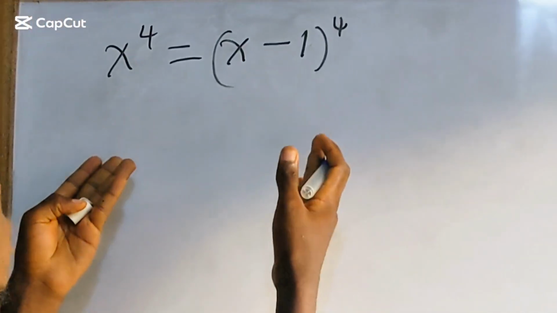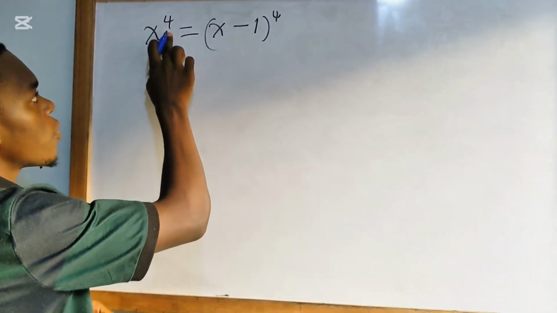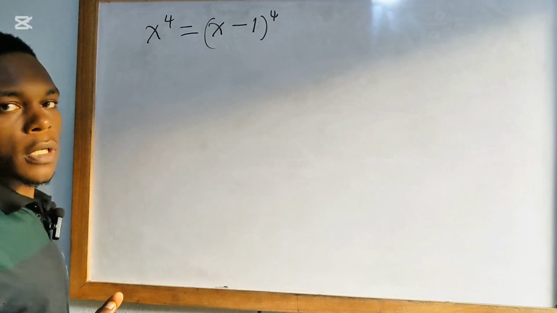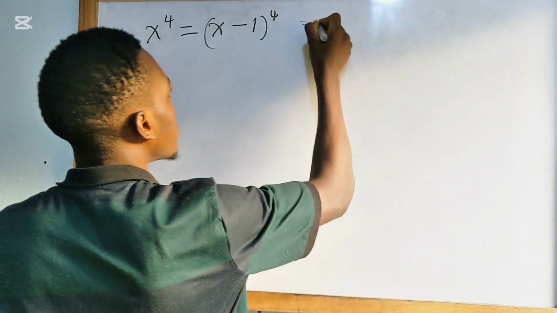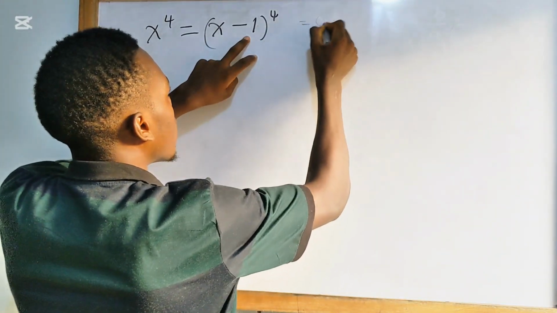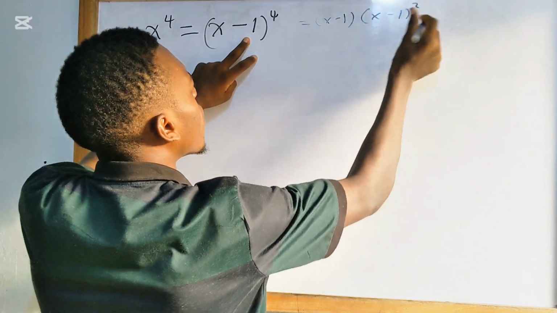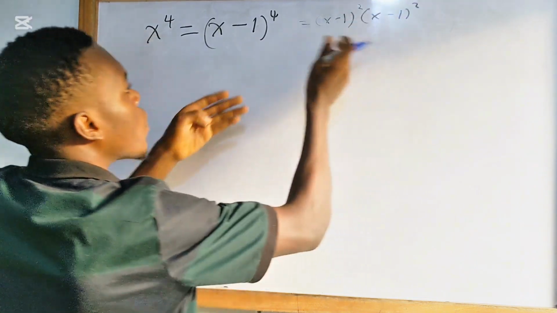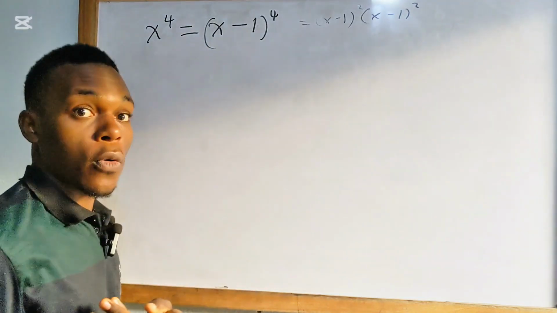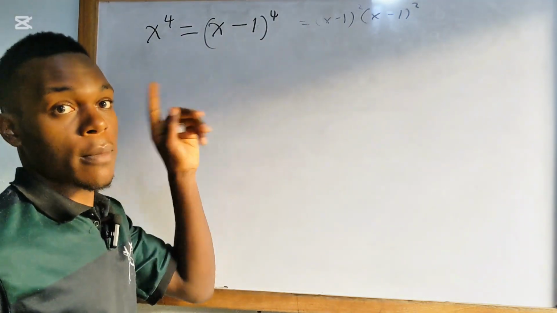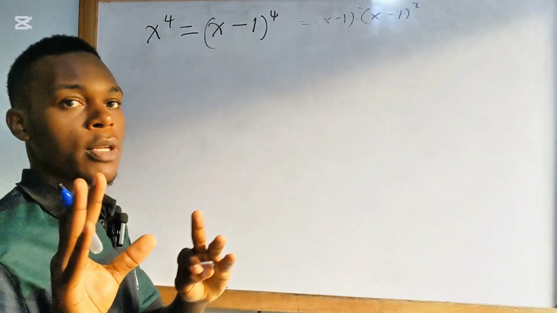Today we're going to be solving this question: to solve for x given that x to the power 4 is equal to this. You might just try to simplify this by doing x minus 1 times x minus 1 cubed, or x minus 1 squared times x minus 1 squared, and trying to expand. That will give you the answer, but that will take you a lot of time. Let me show you a strategic method to solve it.